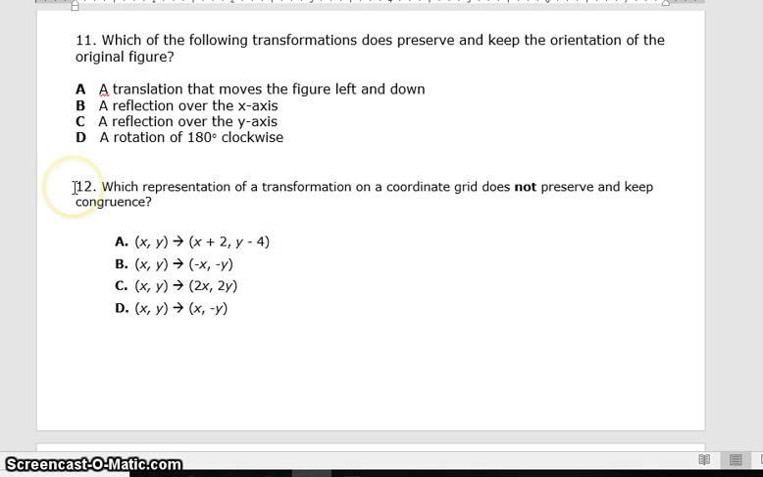And number 12. Which representation of a transformation on a coordinate grid does not preserve and keep congruence? Which is not congruent? Find the one that is not congruent.